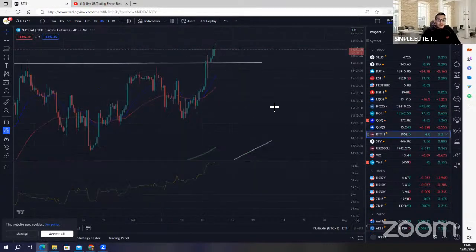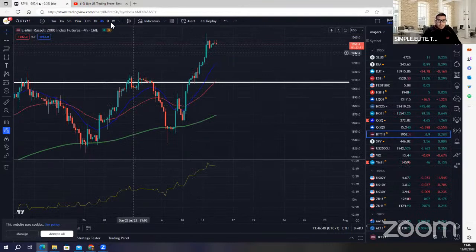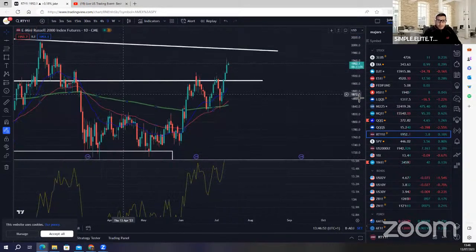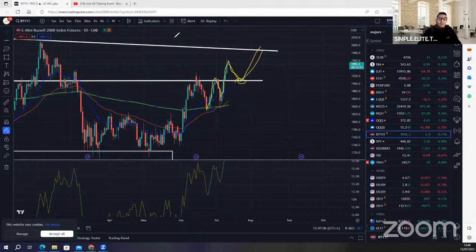Let's see the Russell 2000 as well, what it's doing. On Russell, it would be nice to see some pullback on this level here to retest and see. So it would be nice to see phase 1, phase 2, phase 1, phase 2, and target this 2000 mark.